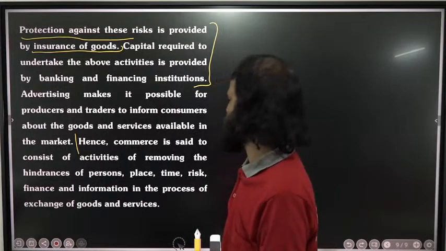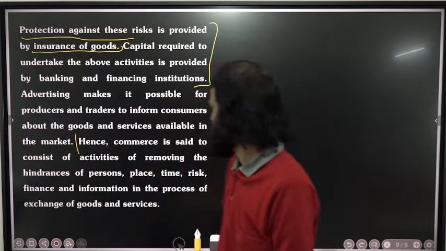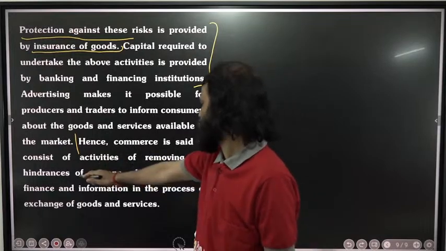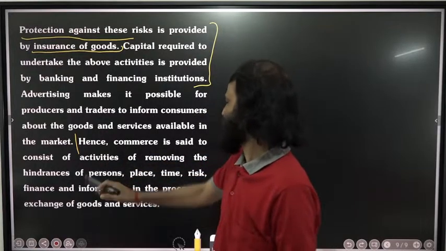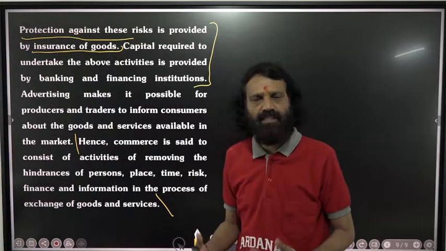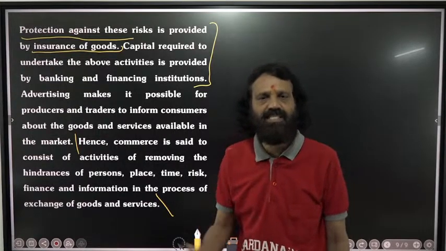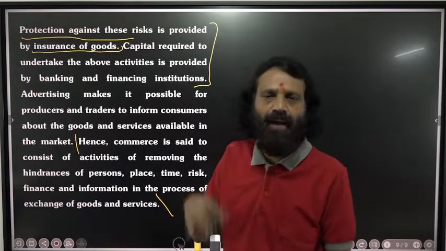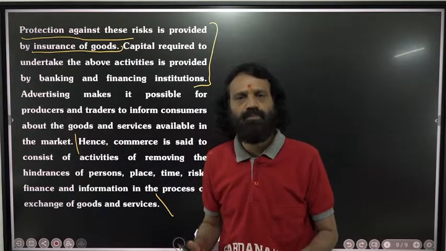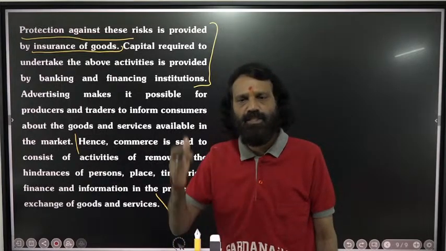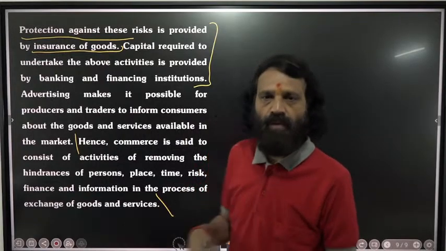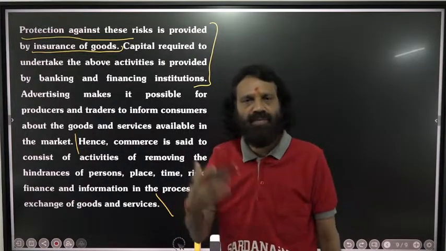The economy becomes more active, liveliness must be there in the economy. Hence, commerce is said to consist of activities of removing the hindrances of place, time, risk, finance and information in the process of exchange of goods and services. In the market, the exchange is continuously taking place. Exchange of goods and services is taking place in the market always. So what we want is that the continuity must be there, the flow must be there. There should not be any hindrance or any delay in the market. The free flow of goods and services must be in the market.